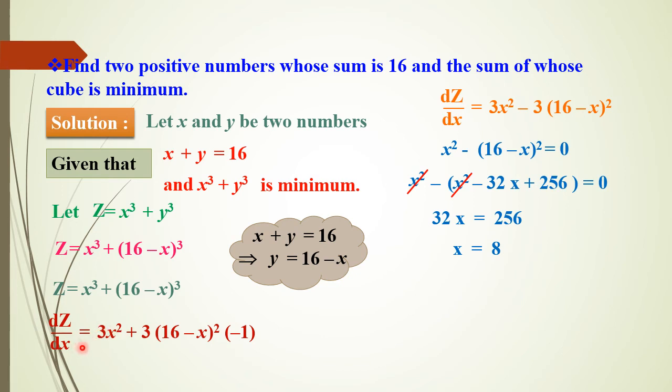You need to find the critical point here. So plus into minus is minus 1. So 3x square minus 3 into (16 minus x) whole raised to square equal to 0. Next, this square you can expand, otherwise x square equal to (16 minus x) whole squared, square and square gone from both the sides, so x equal to 16 minus x, so 2x is equal to 16, x equal to 8. After finding x equal to 8, find the second derivative of the given function.